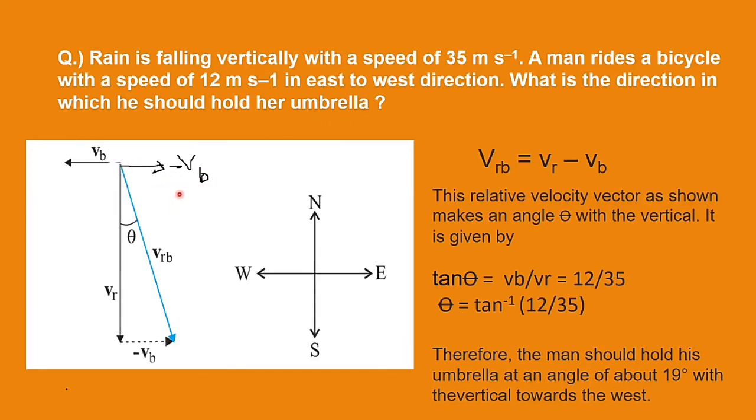Then you simply use the parallelogram law and you can find the resultant vector, which is given by VRB. If the magnitude is required, of course you can find it, but here they are asking for the direction. If the angle is theta, then tan theta equals VB upon VR, which is equal to 12 upon 35. So theta is tan inverse 12 upon 35. You can leave your answer at this point.